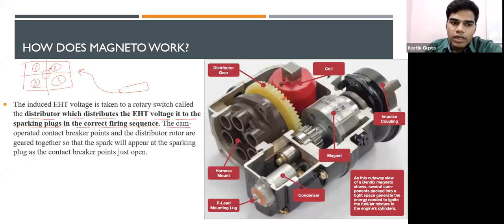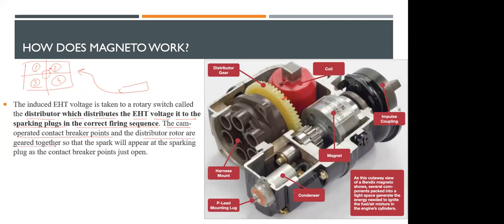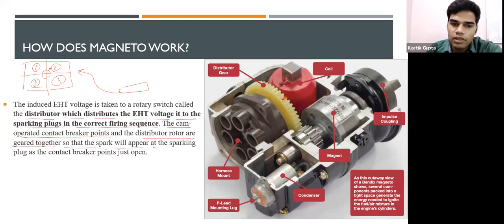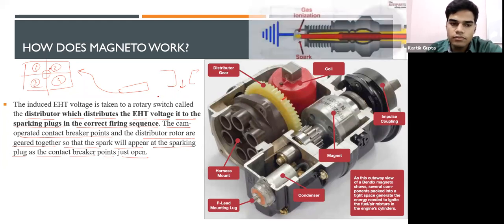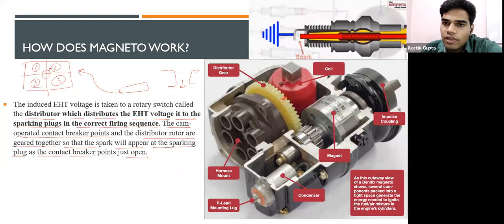So the cam operated contact breaker points and the distributor are geared together, so that a spark will appear at the sparking plug as the contact breaker points open. As I told you, there is a contact point and there is a gap. When the gap exists, that is the point the voltage will be produced, the EHT voltage, extra high tension voltage, is produced. You can see here, this video will explain it to you.